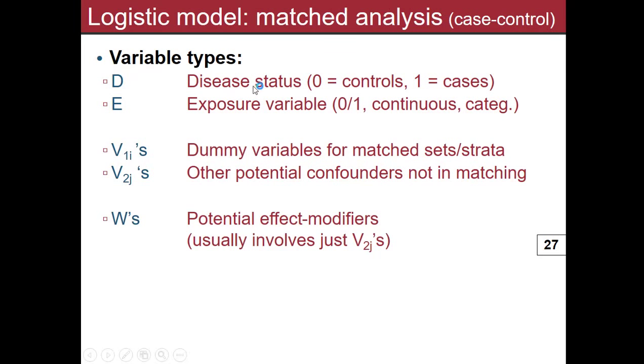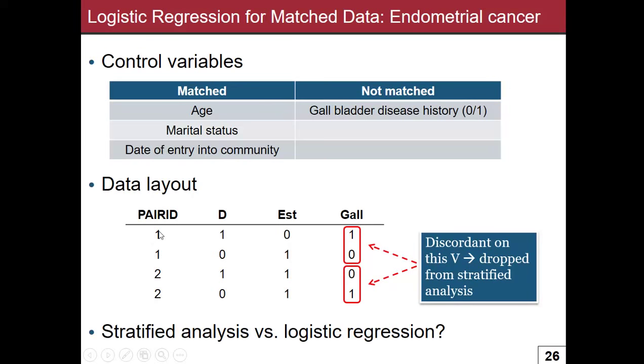So we have our usual disease and exposure status here. But we're now not just going to have what used to be called the V's, which were the potential confounders that we measured for our study. We're also going to keep track of another type of V, which are the dummy variables that indicate which match set we're looking at. So what I mean by this is these V1s are essentially this variable here, pair ID, because in the stratified analysis we had to stratify on pair ID.